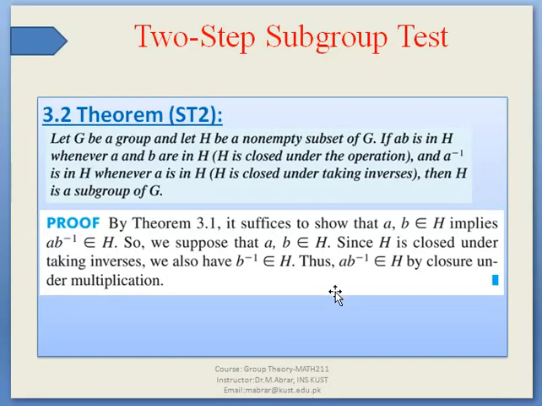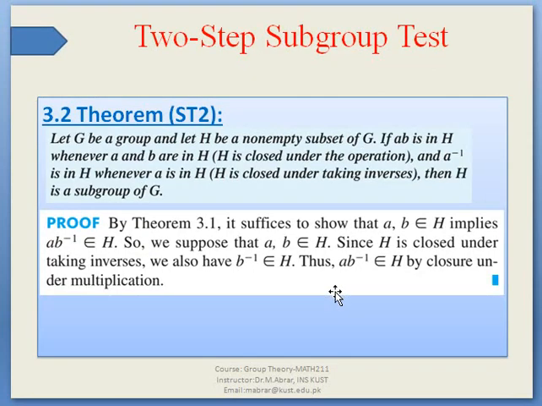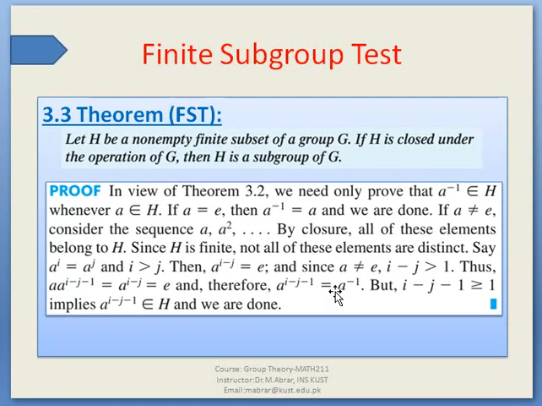These two tests, ST1 and ST2, can be applied to any subset of a group, no matter whether it's finite or infinite. But for the finite case we have another test, namely the finite subgroup test, and it's simpler. Take a non-empty finite subset H of a group G. If H is closed under the operation of G, then H is a subgroup of G.